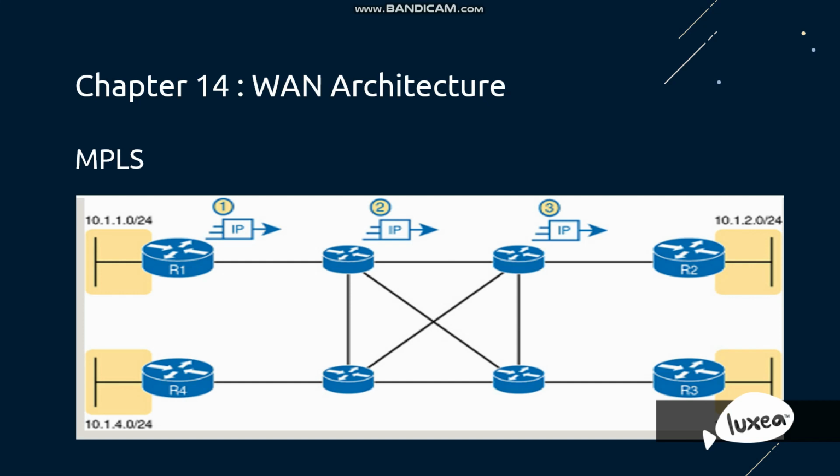As we can see in the picture, four routers in the middle. This is the SP's MPLS network, with various routers by one company, 1, 2, 3, 4, in the middle.